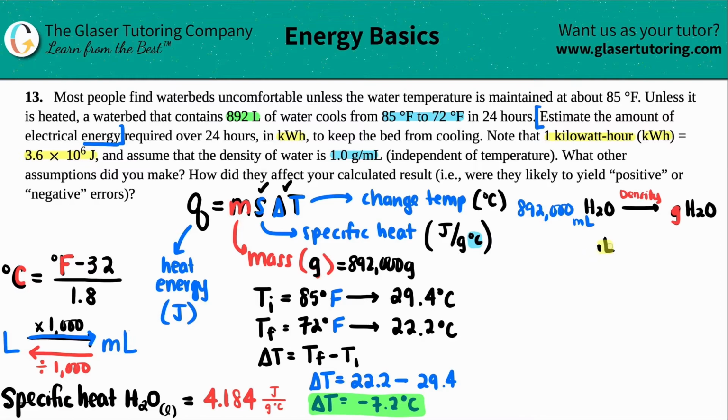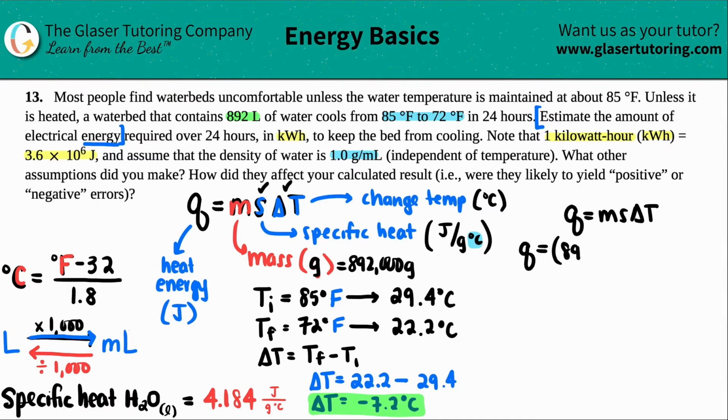And let's now do my Q equals mS delta T formula. Okay, so here we go. Q equals mS delta T. We're trying to find out what the heat is. So Q equals the mass, which we just found out, 892,000, times the specific heat of water, which is 4.184, times the delta T, which was negative 7.2.